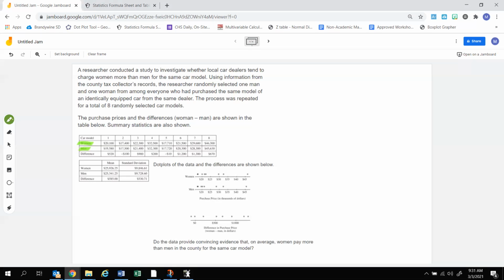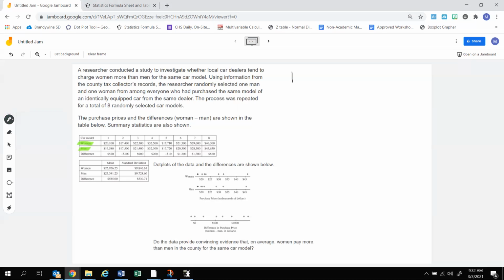If you look, each car model is in both samples, men and women, and then they give you a difference. Because in the entire sample of women and the entire sample of men, observations are paired up, the same car model is in both women and men. This is actually a matched pair scenario. So we are going to use a matched pair scenario.